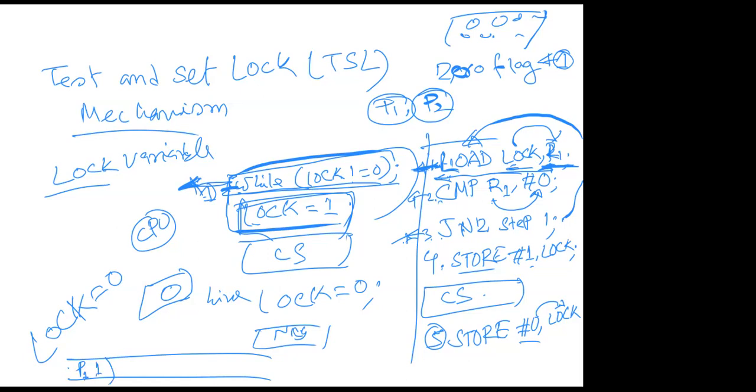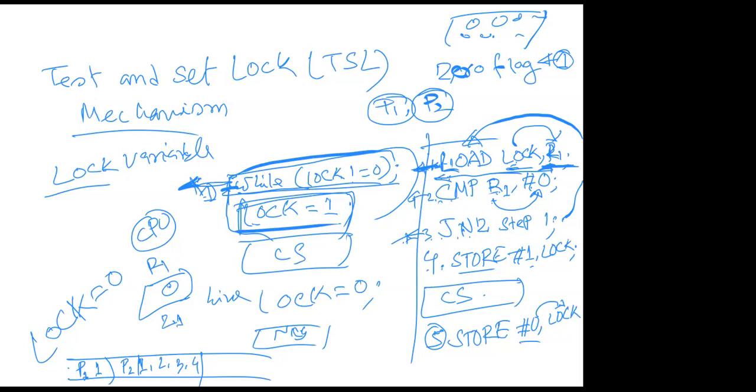Then process P2 gets the CPU, and let's say it executes all 4 lines of code: 1, 2, 3, 4. It loads the lock into R0. Lock is 0, so it overrides the register R1 value as 0. It compares R1 with 0. Yes, R1 is 0, so the zero flag will be set. Jump if not zero will be false.